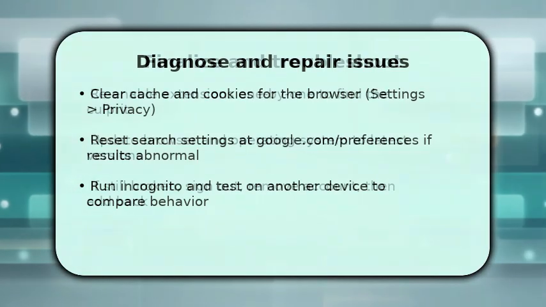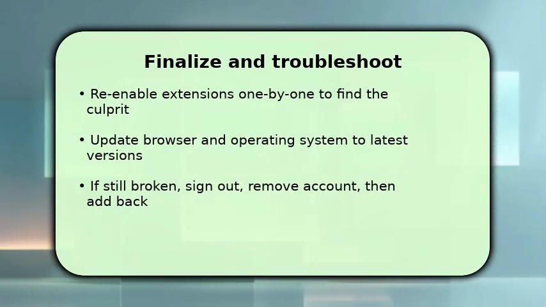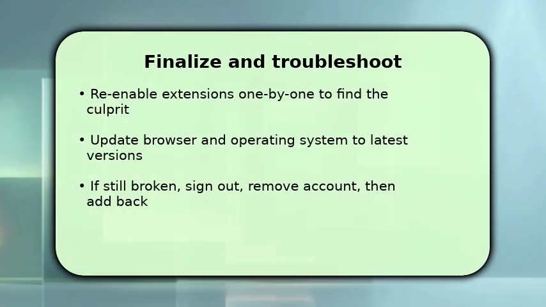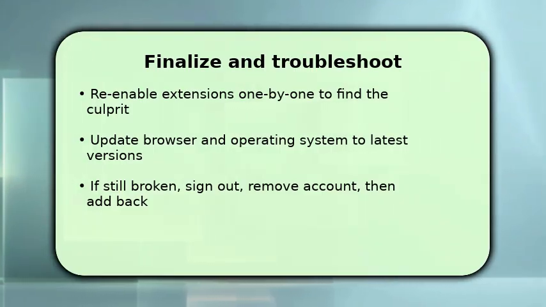Finish by restoring and validating a stable setup and know one key troubleshooting tip. Re-enable extensions one by one so you can identify any that break Google search. Once found, remove or update that extension. Make sure your browser and operating system are up to date to avoid compatibility bugs.